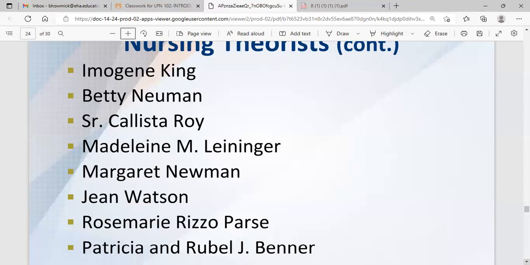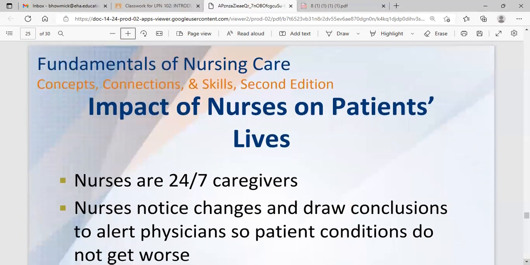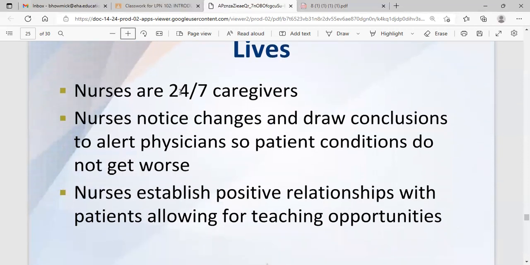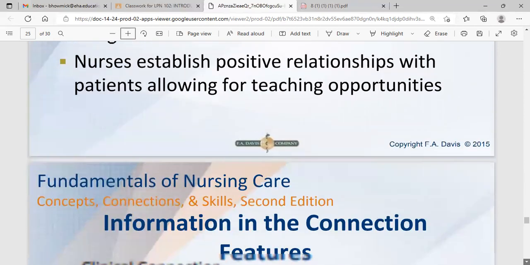And next, a few more points here. Impact of nursing on patients' lives. Nurses are 24/7 caregivers. Nurses note the changes and draw conclusions to alert the physicians so the patient does not get worse. The nurses establish a positive relationship with patients, allowing for teaching opportunities.